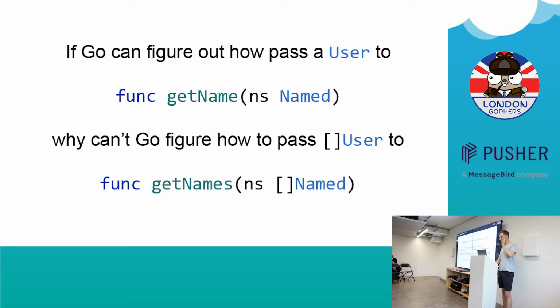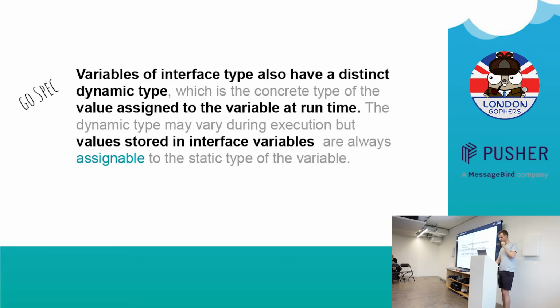So if Go can figure out how to pass a user to a get name, why can't it do the same with the slice? Now, what started to give me a hint here was when I was reading the spec and trying to understand it. It said variables of interface type have a distinct dynamic type value assigned to the variable at runtime, stored in interface values. And that was a really weird way of putting it to me.